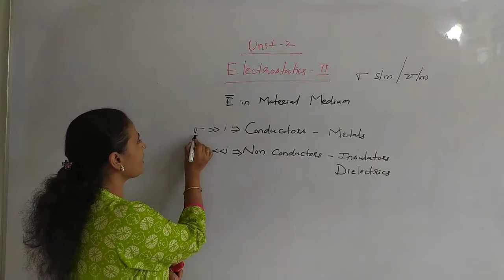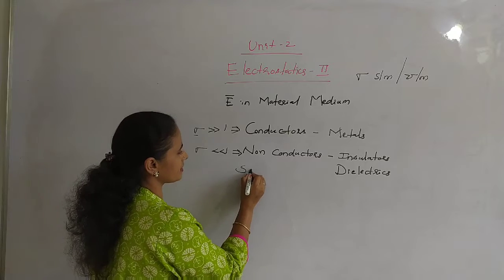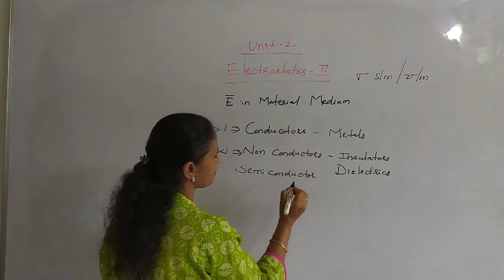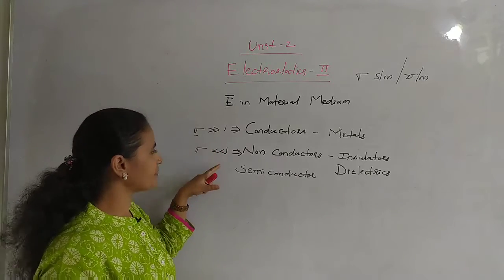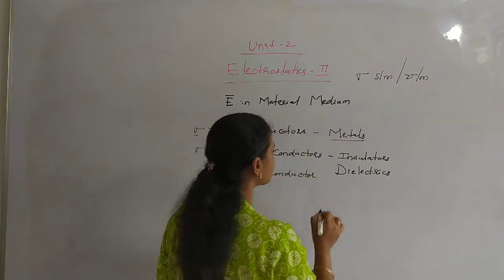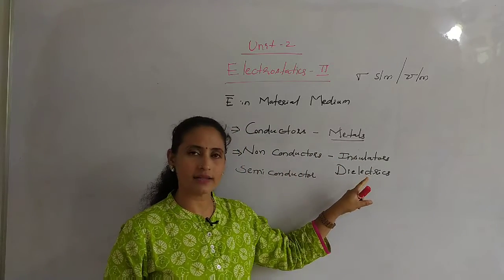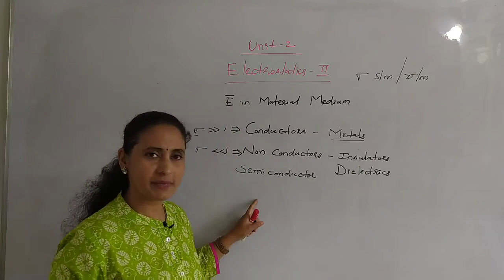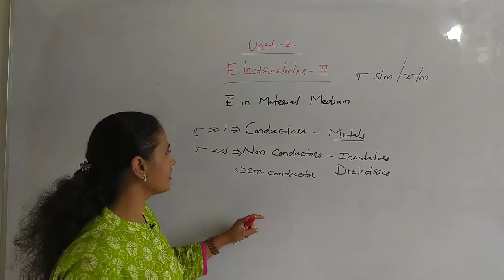If the conductivity sigma lies in between these two values, the material is called a semiconductor. So conductors are metals, non-conductors are insulators, such as rubber or glass, and the best examples of semiconductors are germanium and silicon.